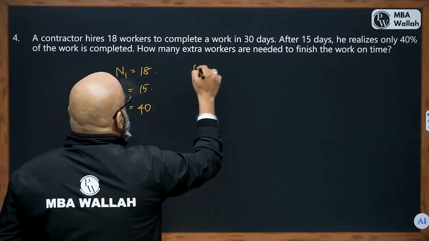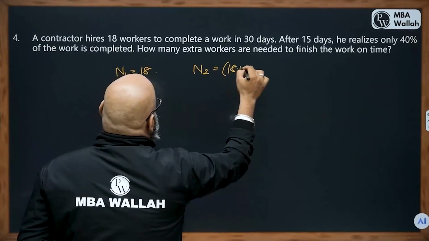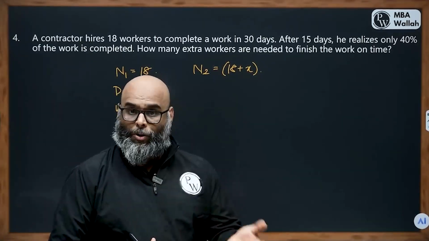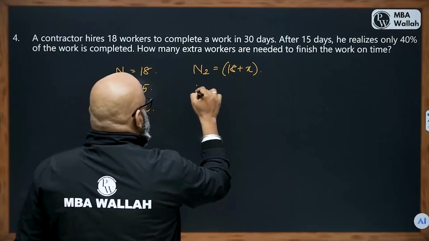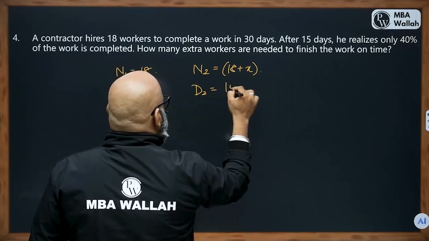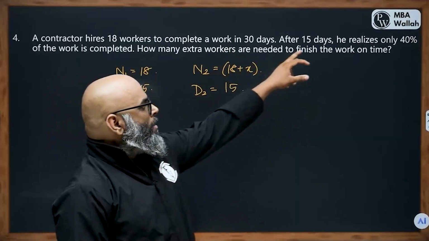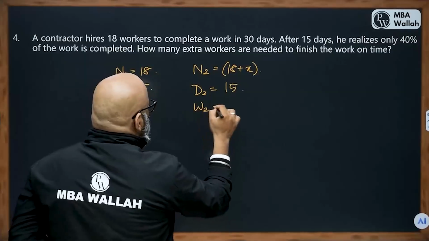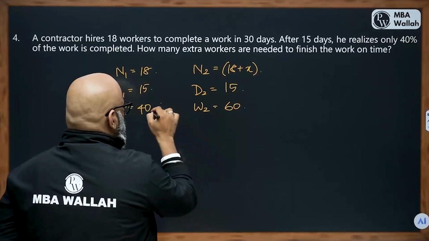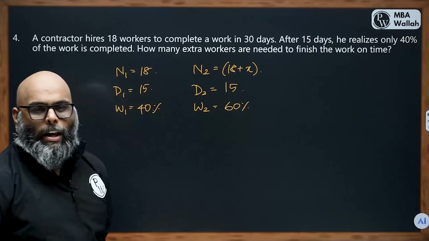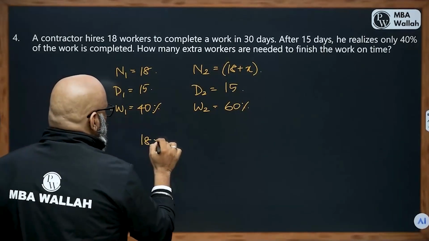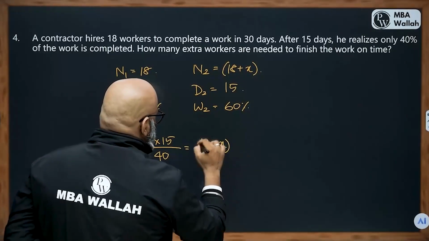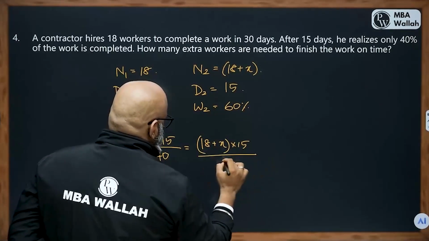Now here, N2, I'm going to call it 18 plus X. Why 18 plus X? Some more people have to join them to finish the work. D2 will be 15 days again, because out of 30 days, 15 days are done. That means we still have 15 days left. W2 will become 60% of the tasks. I'm simply going to equate them. So that will become 18 into 15 by 40 is equal to 18 plus X into 15 by 60.